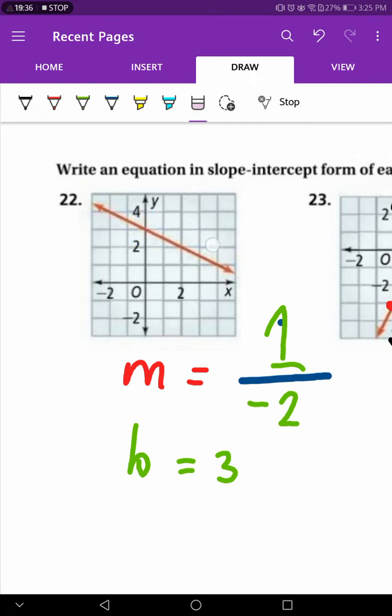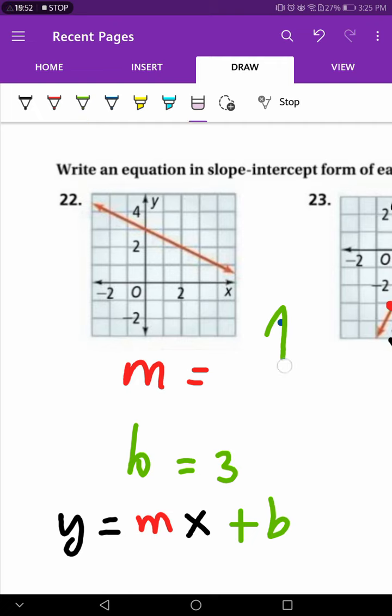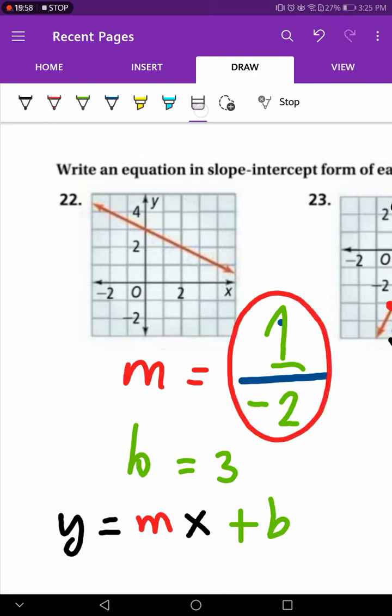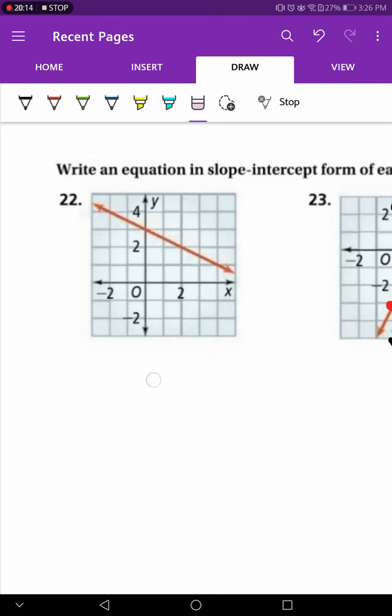Okay, so now I will write the equation. y = mx + b. I have m, which is negative 1 over 2. I erase this and write, and b, which is 3. I'm done. Now let us move to the next example.